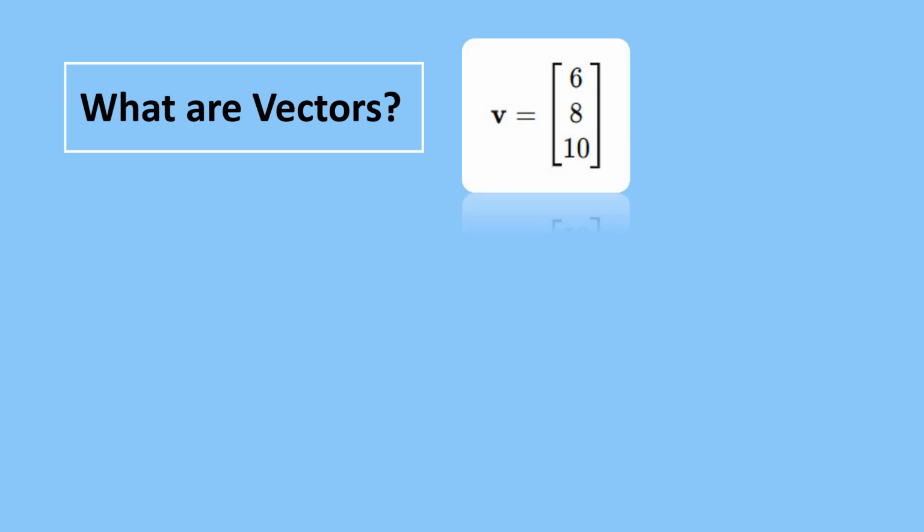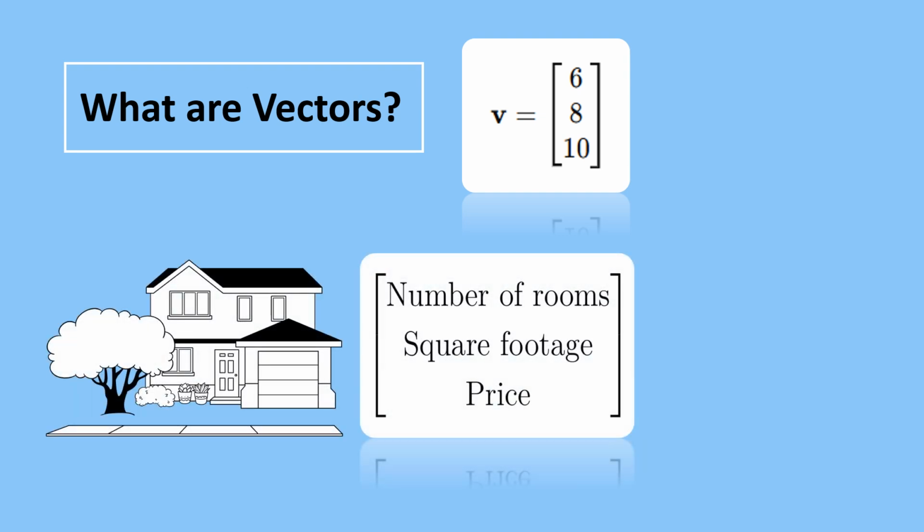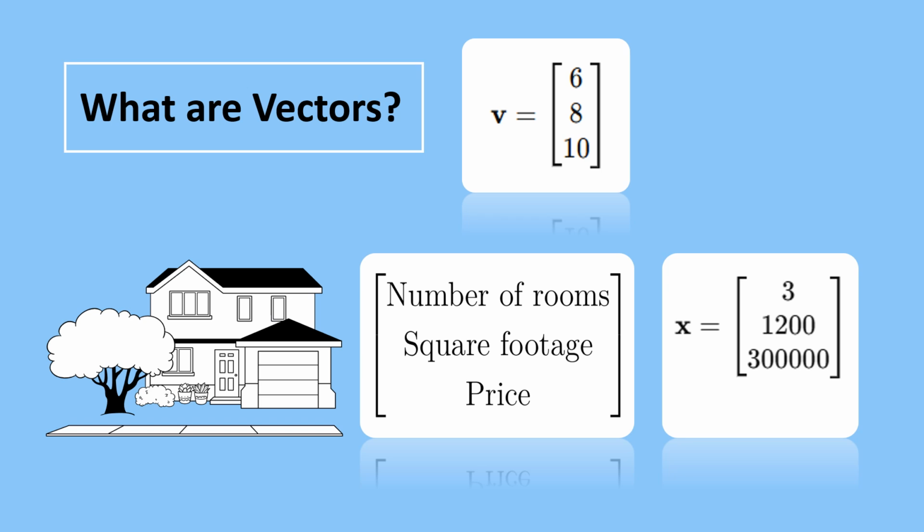A vector can be thought of as an ordered list of numbers. Each number in a vector represents a feature or a measurement. For example, consider a vector representing a house. The first number in the vector could represent the number of rooms. The second number could represent the square footage, and the third number could represent the price. Mathematically, this vector can be written as x equals the vector with entries 3, 1200, 300,000, where 3 is the number of rooms, 1200 is the square footage, and 300,000 is the price.